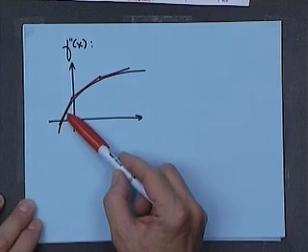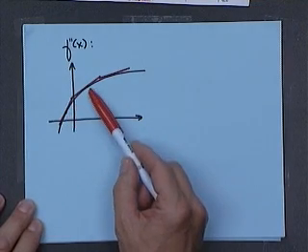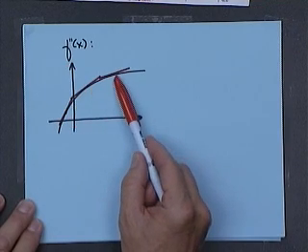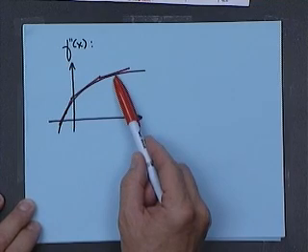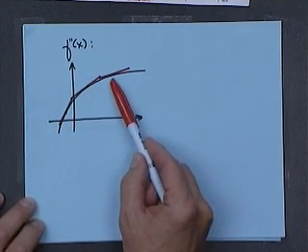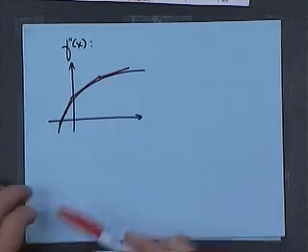So maybe the slope here is 3. The slope here is 1/2. The slope here is 1/5. So they're all positive, but as we go from left to right, what's happening? They're decreasing. The slopes are decreasing.